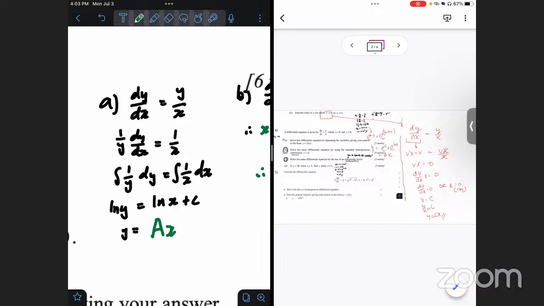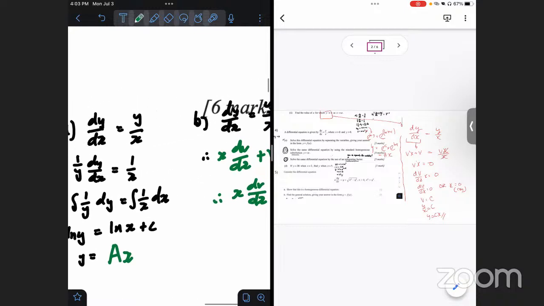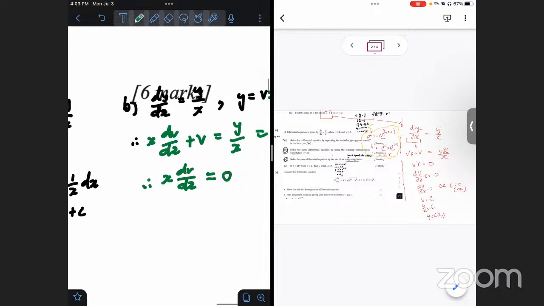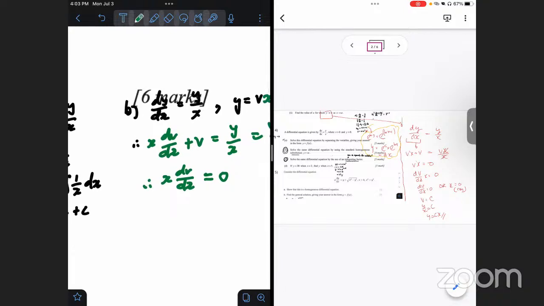What's AX? A is just e power c. It's another constant. You made a mistake after that line. I was trying to fix it here. Yeah, that's the correction. Be careful. So this part is correct. I think you made the same mistake last time. Please try to understand that.